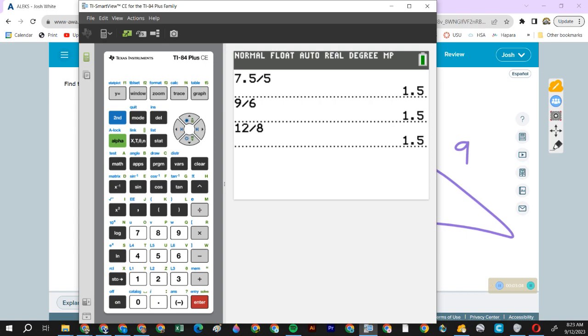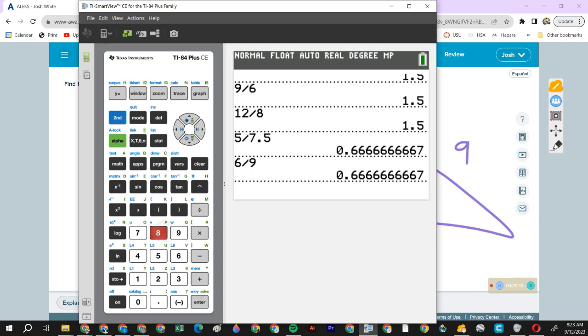What if we divided it in the other direction? 5 divided by 7.5, I get 2/3. 6 divided by 9, I get 2/3. And 8 divided by 12, I get 2/3. So it doesn't matter which direction you divide them in as long as you stick with that for all three divisions. So you don't want to do 6 divided by 9 and then do 12 divided by 8. Does that make sense?